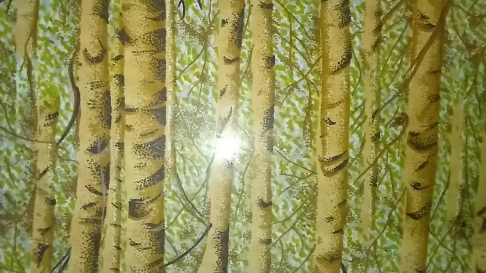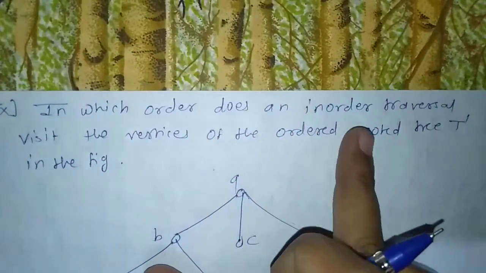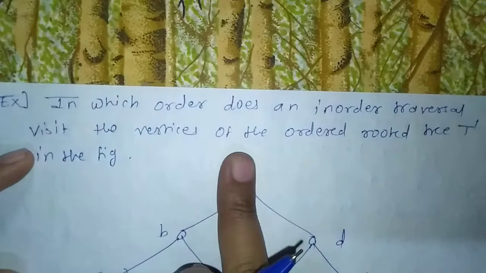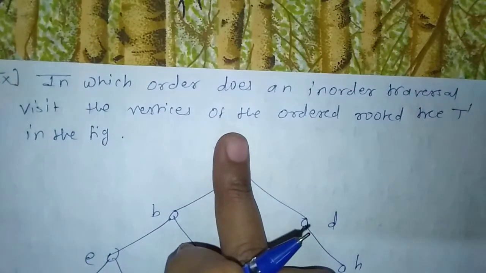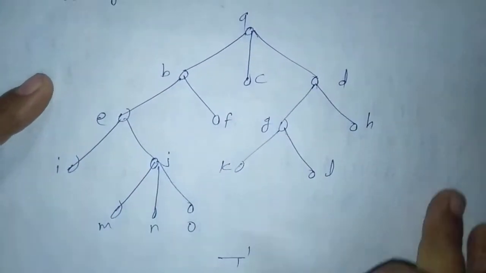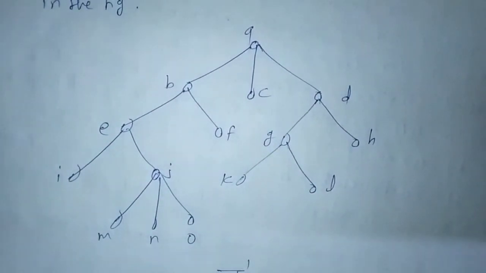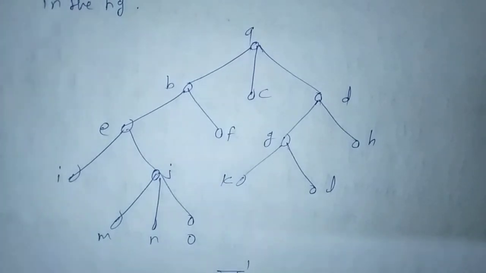Now, next is the example. In which order does an inorder traversal visit the vertices of the ordered rooted tree T dash in the following figure? This is nothing but the ordered rooted tree T dash. For the inorder traversal, we take first subtree, next we take root and next take subtrees.